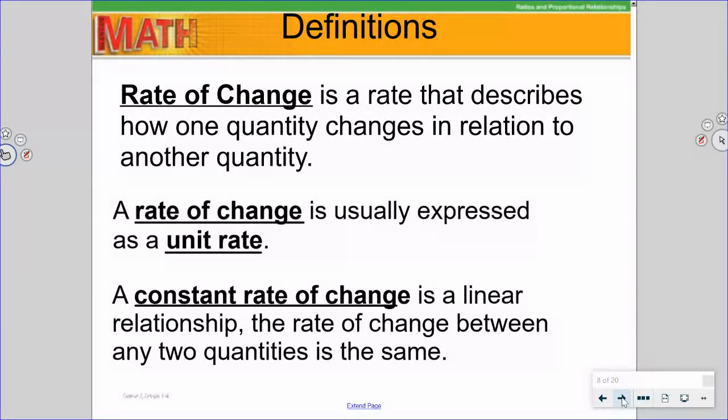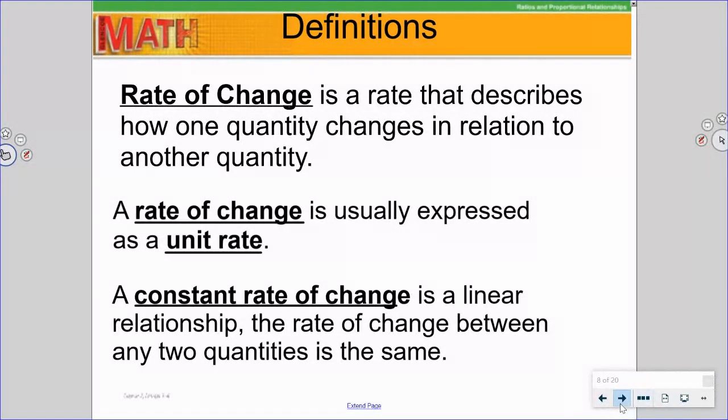This makes a linear relationship. So when you look at a graph, it'd be a straight line, not a curve. The rate of change between any two quantities is always the same. Now that's going to sound like proportionality, but there are some subtle differences. I want you to think about this.